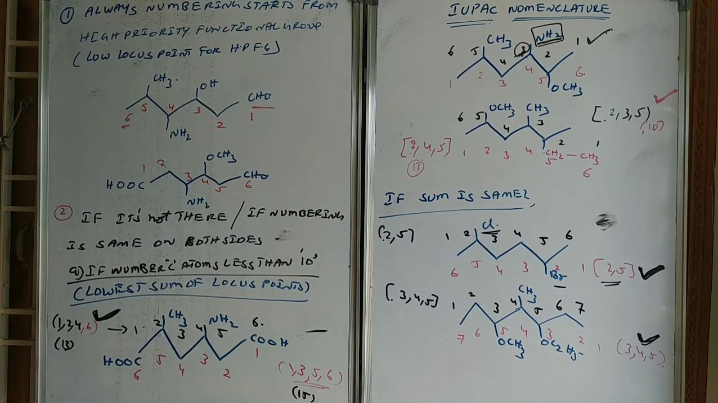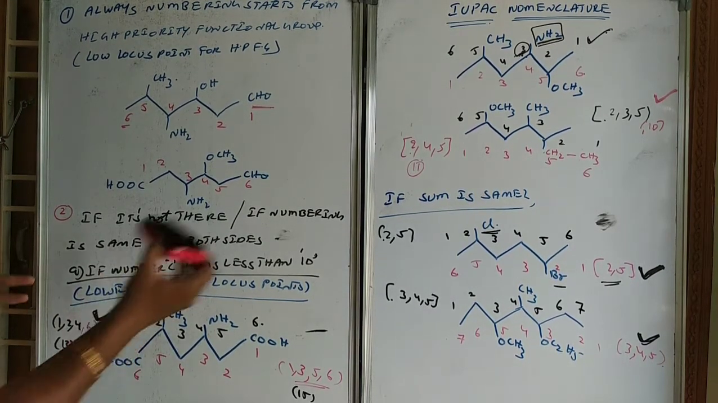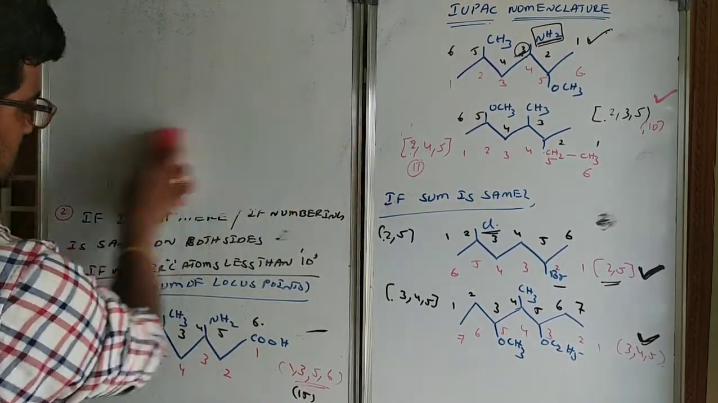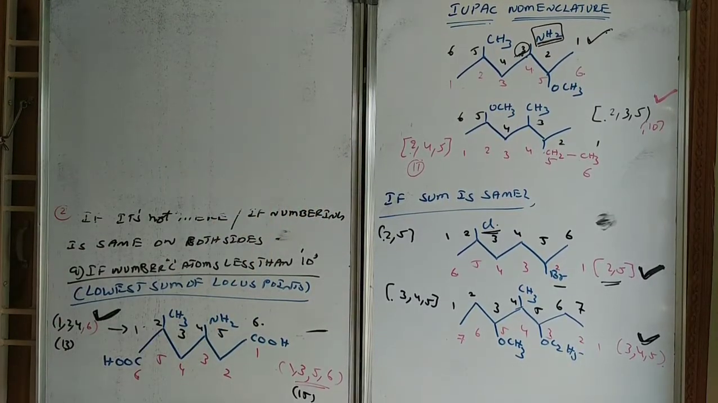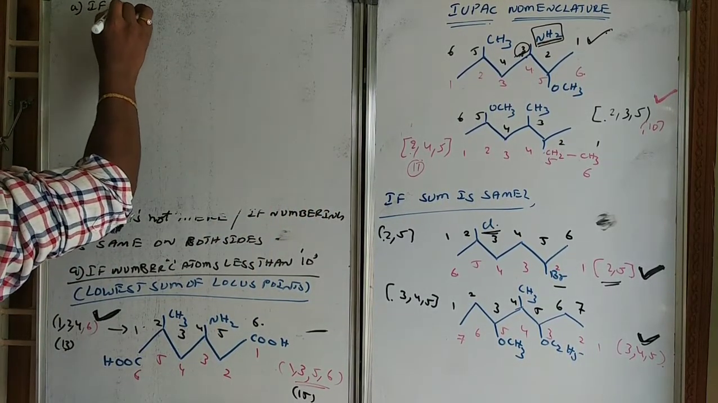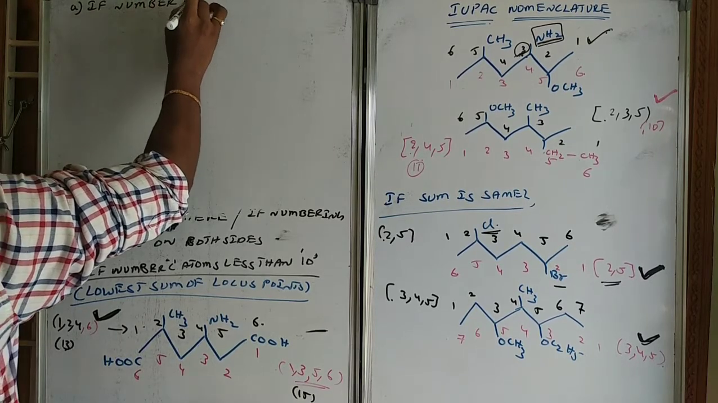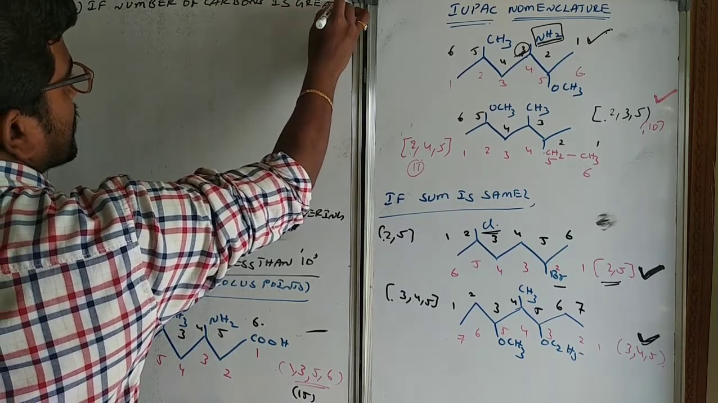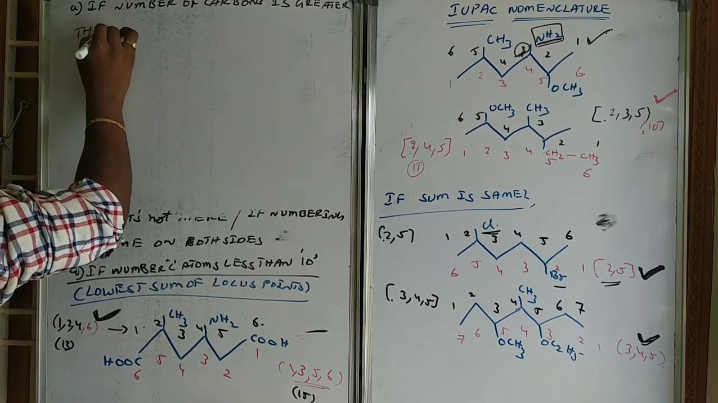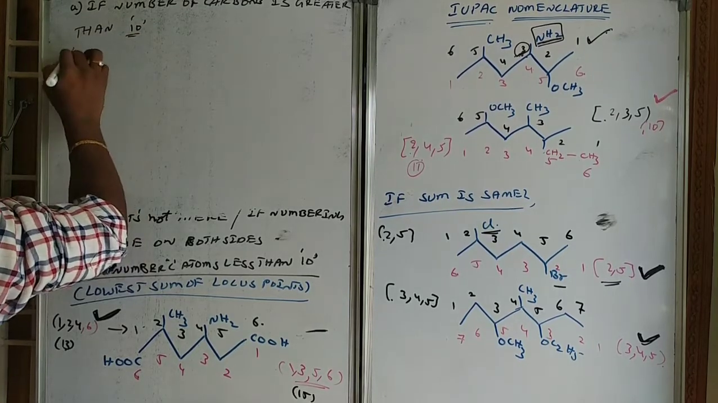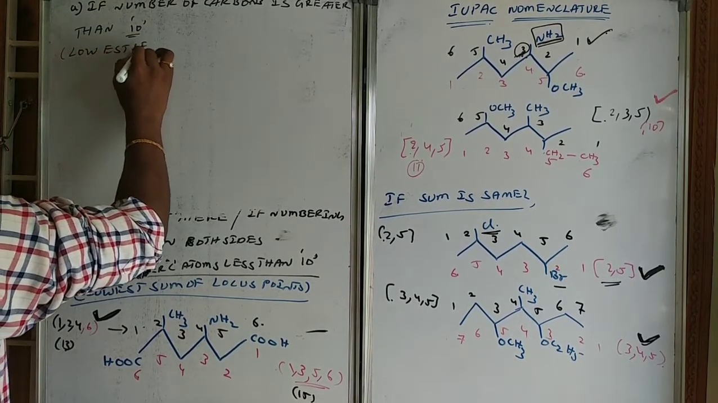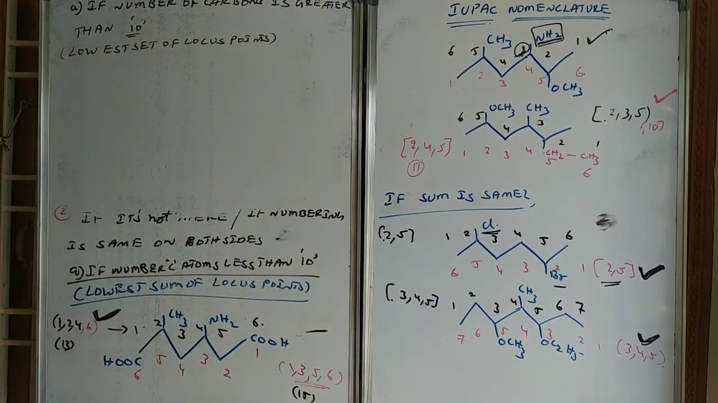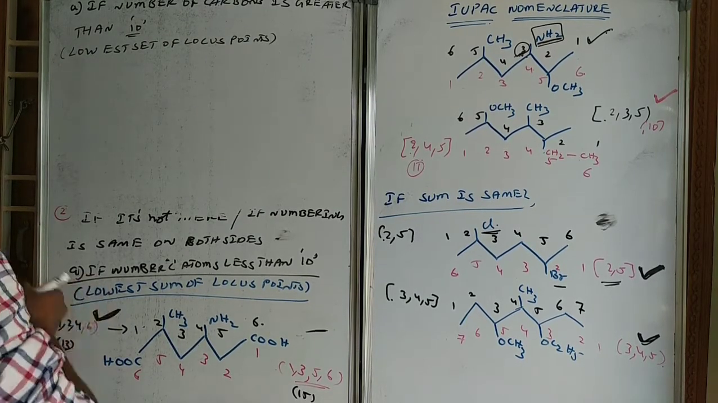Right, that is the thing. If the number of carbon atoms is greater than 10, then what we have to do is go for the lowest set of locus points. We should go for the lowest set of locus points. How to see it?